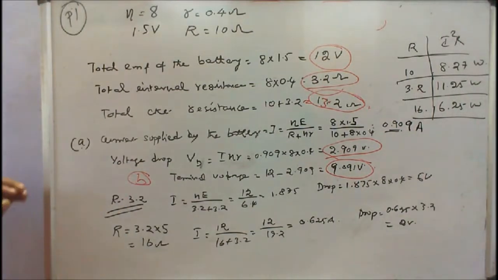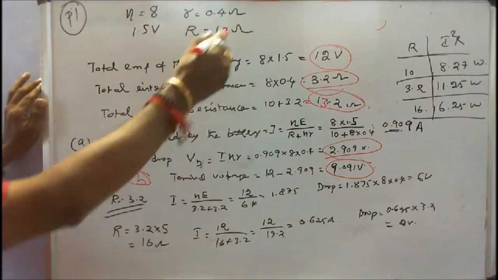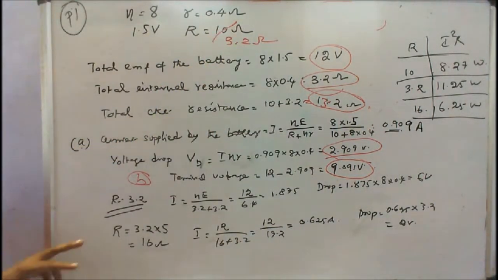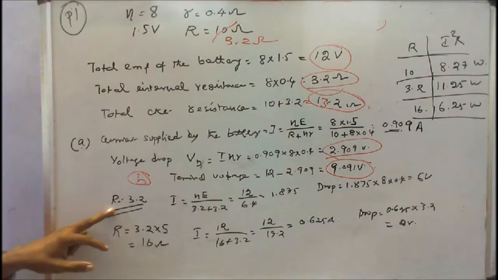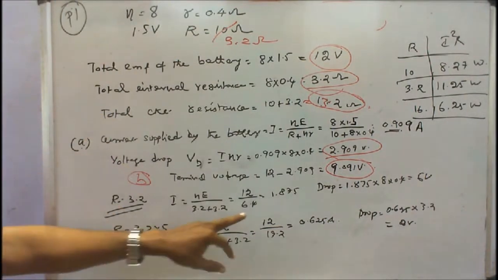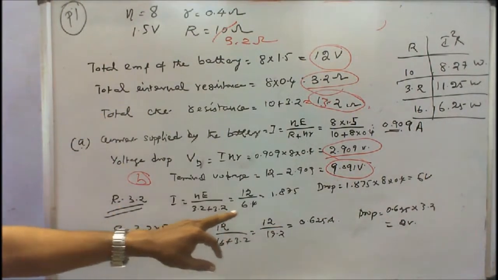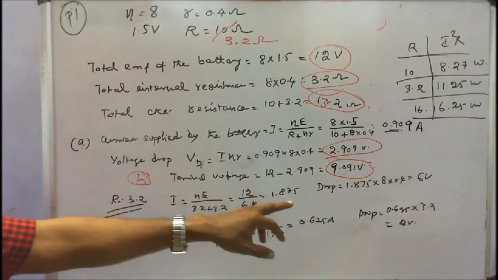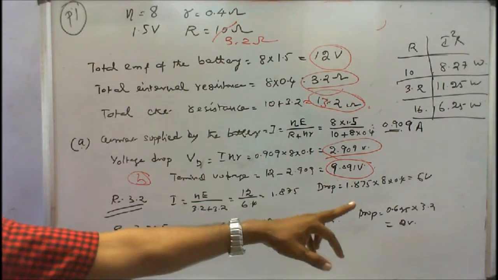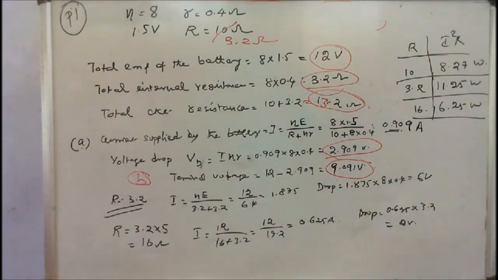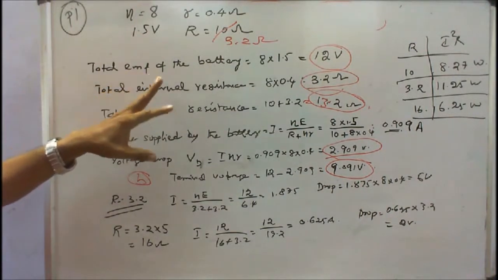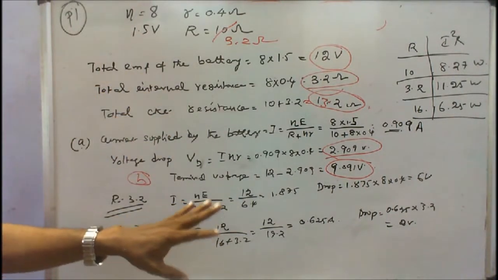Here, instead of 10 ohm, I will connect 3.2 ohm. What will happen? If I connect 3.2, the total resistance will become 6.4. Now the current will become 1.875. The voltage drop is equal to 6 volts. 50% drop. Total EMF of the battery is 12. Now I will get a voltage of only 6 volts.